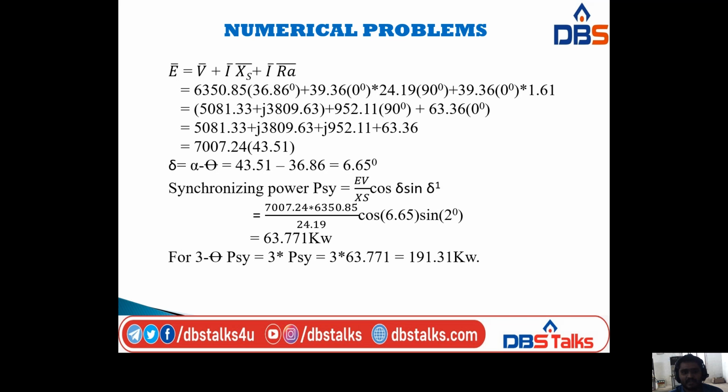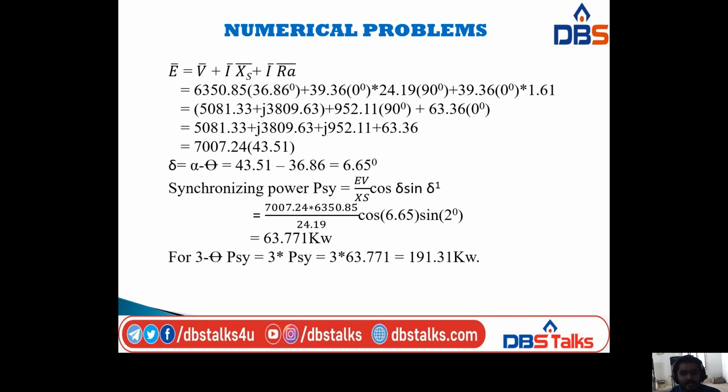After simplifying this, V bar is in polar form, and we have to convert it into rectangular form, that is 5081.33 plus J3809.63. Then 39.36 into 24.19 is 952.11 at an angle of 90 degrees, plus 39.36 into 1.61 is 63.36 at an angle of 0 degrees. After simplifying this, we have 5081.33 plus J3809.63.